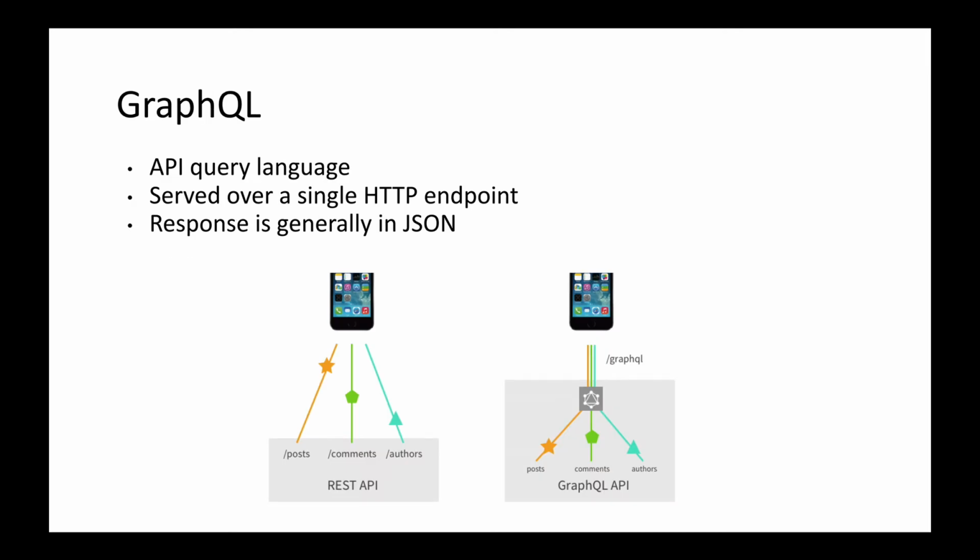So GraphQL is an API query language. Don't think of it as a REST API, but think of it as a different way to query your systems using this API query language. It's generally served over a single HTTP endpoint. So instead of, in REST, where you call specific endpoints based off those resources, you build a query within GraphQL and pass that to the GraphQL API, and it will go and introspect and pull back data based off that query that you have around those specific resources and return that back generally in JSON.